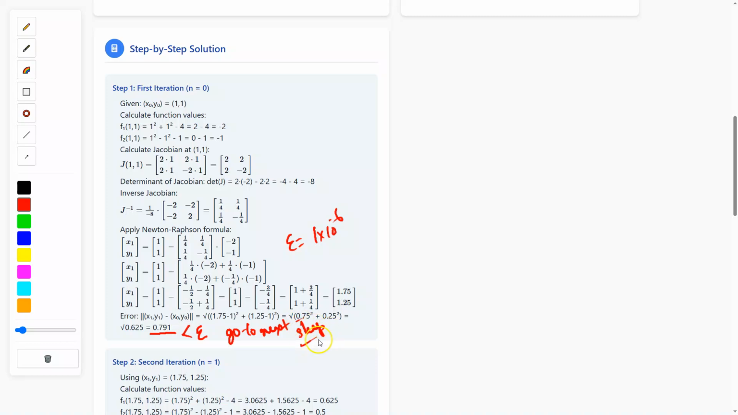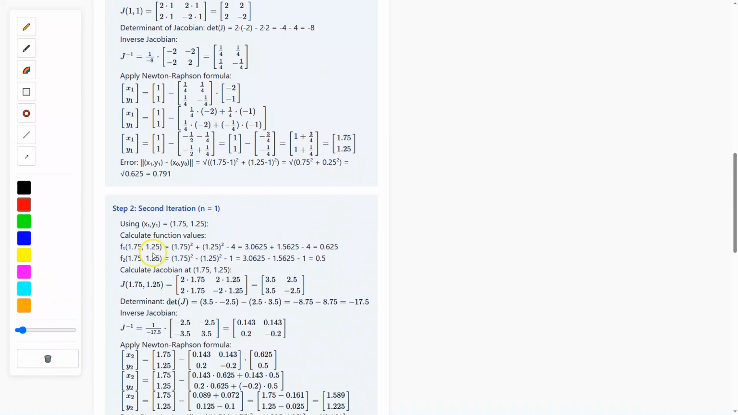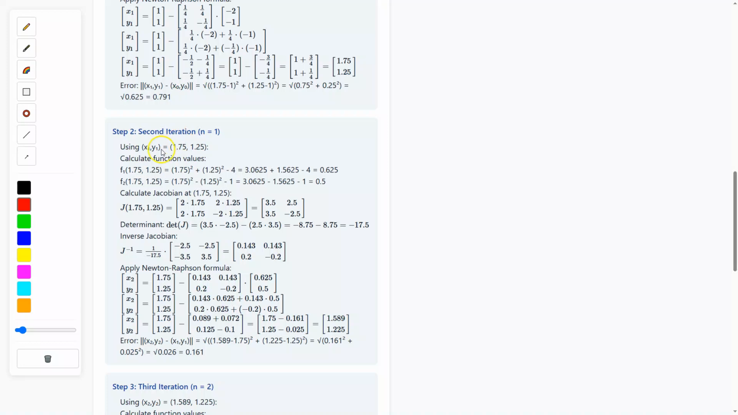Then the second iteration, using x1 equal to 1.75, y1 equal to 1.25, we are going to calculate the second iteration, n is equal to 1. Similarly, again we have to calculate f1 at x1 equal to 1.75, y1 equal to 1.25, we will get 0.625, and f2 will get 0.5. Again we have to calculate the Jacobian and then the determinant, and then the inverse of the Jacobian. After getting that, again apply the Newton-Raphson formula, we will get x2, y2, so that is 1.589 and 1.225.